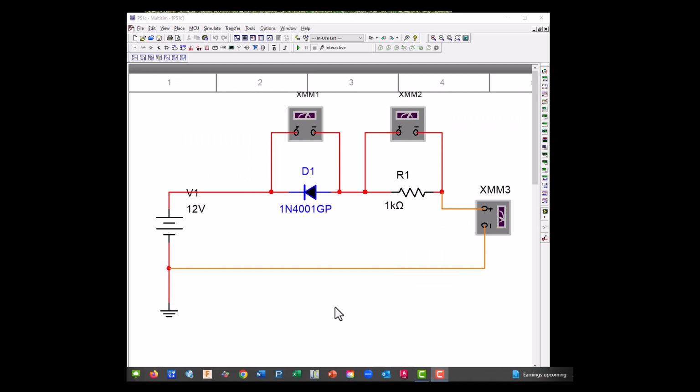Okay, back to Multisim in the lab. Let's do part 1C. And if we look at the circuit closely, this diode is reverse biased. Being reverse biased, there's going to be no current flow, and it's open, and we are going to get the full battery voltage across our resistance.